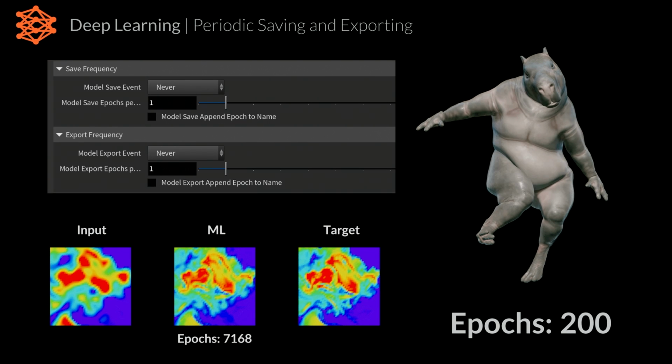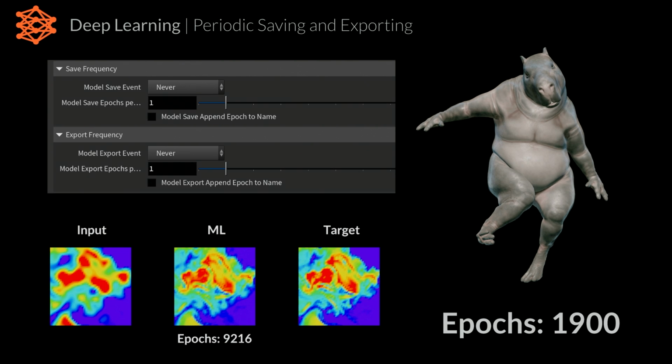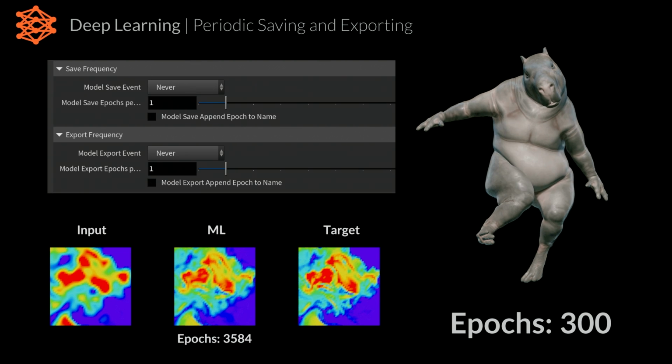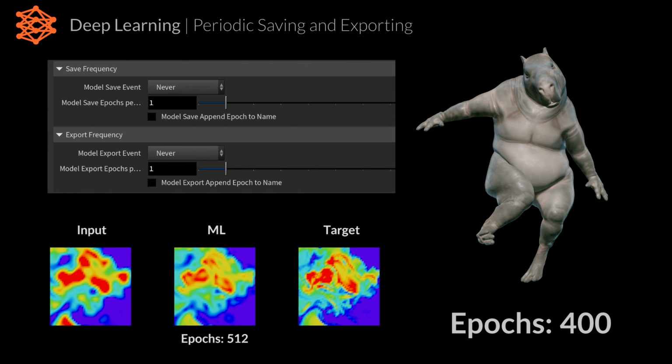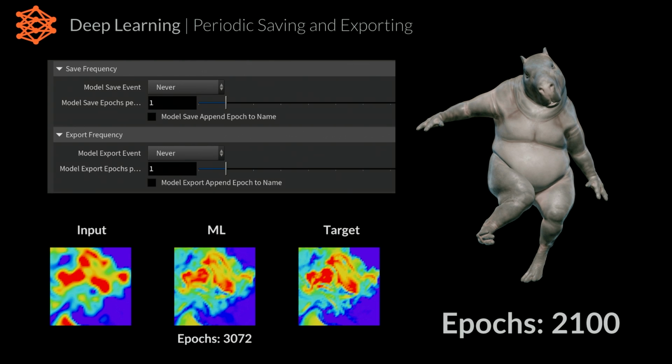Periodic saving and exporting is another very useful option because it allows you to visualize the intermediate progress of your training. So at the bottom, we see the progress for a slice of the volume uprest, and on the right, we see the progress of the ML deformer as time progresses.